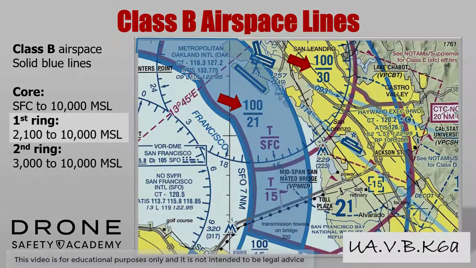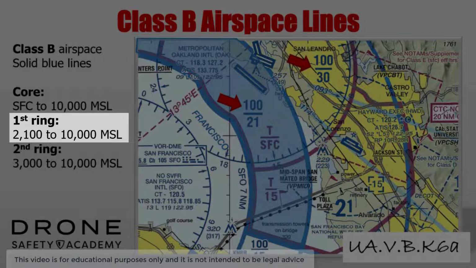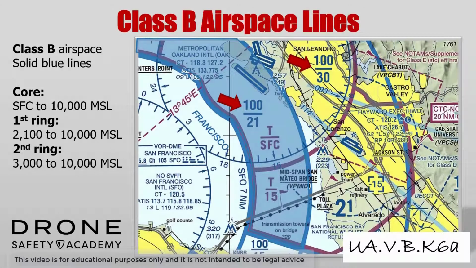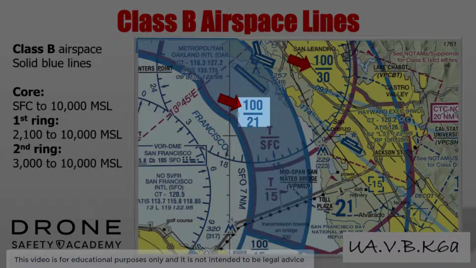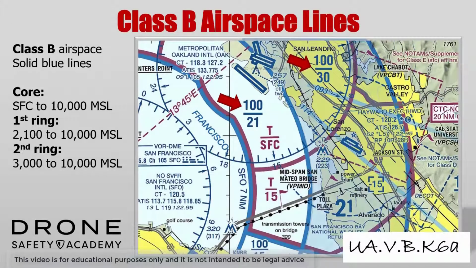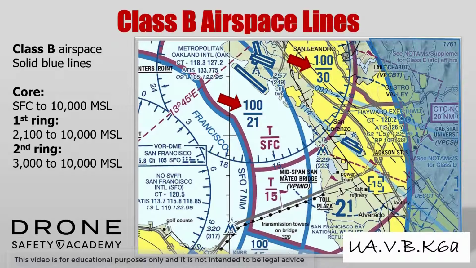The first ring or tier starts at 2,100 feet MSL and extends up to 10,000 feet MSL, and you can see this with the numbers. The third ring or tier starts at 3,000 feet MSL and extends all the way up to 10,000 feet MSL. And there's a fourth ring or tier, but we really can't see the numbers or the lines.